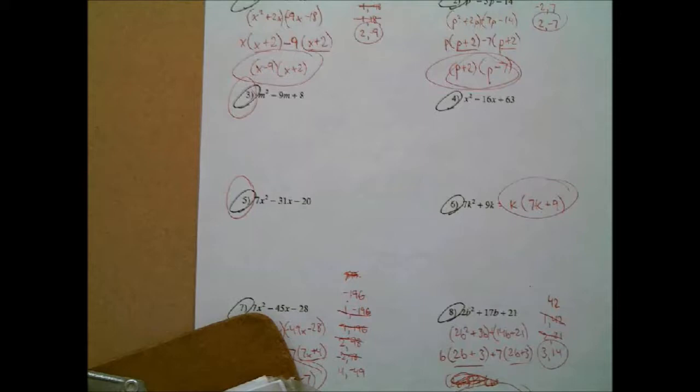Let's try 3 and 5. So, to multiply to the positive 8, you do the positive 1 times the positive 8, or negative 1 times negative 8.